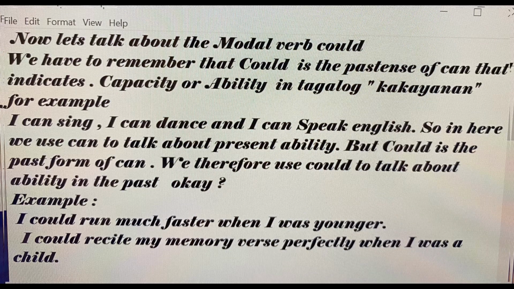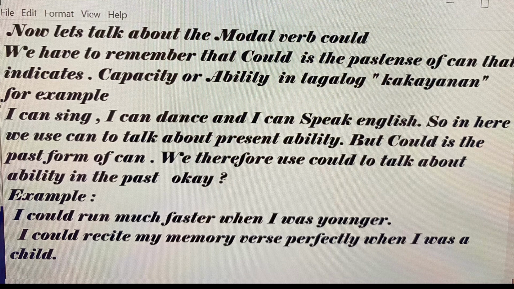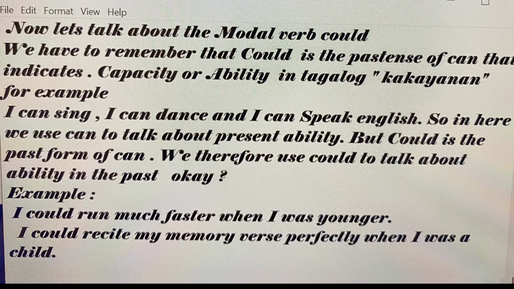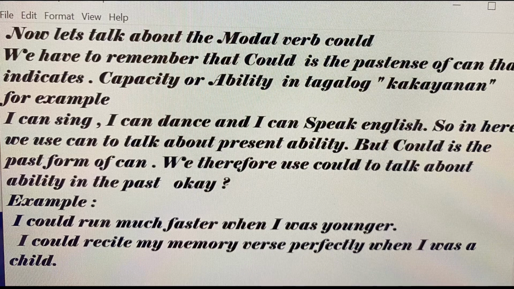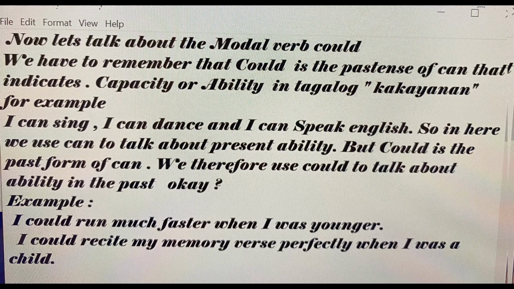Now, let's talk about the modal verb could. We have to remember that could is the past tense of can that indicates capacity or ability. In Tagalog, kakayanan. For example, I can sing, I can dance, and I can speak English. So in here, we use can to talk about present ability. But could is the past form of can. We therefore use could to talk about ability in the past, okay?